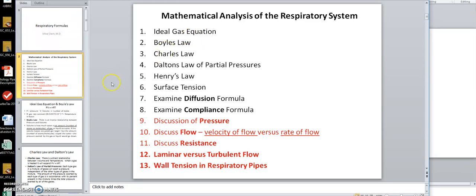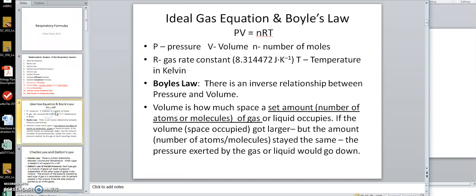All right, we start first with the ideal gas equation. The ideal gas equation says that PV equals nRT. P is pressure, V is the volume of the gas, n is the number of moles of gas, R is the gas constant, T is the temperature in Kelvin. So this equation came about for the ideal gas equation. There are certain properties. Some of you may have taken chemistry already. But anyway, that's the formula that we work a lot off of.